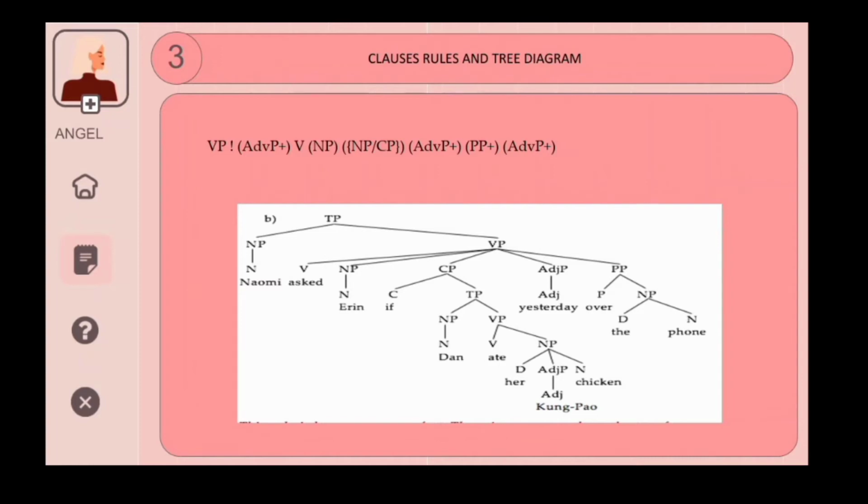complementizer is our C, complementizer if, and then the tense phrase is noun phrase, noun Dan, and then the verb phrase, verb ate, and then the noun phrase, determiner her, and then the adjective phrase, adjective Kung Pao, and then the noun chicken. So this sentence goes, Naomi asked Erin if Dan ate her Kung Pao chicken yesterday over the phone.